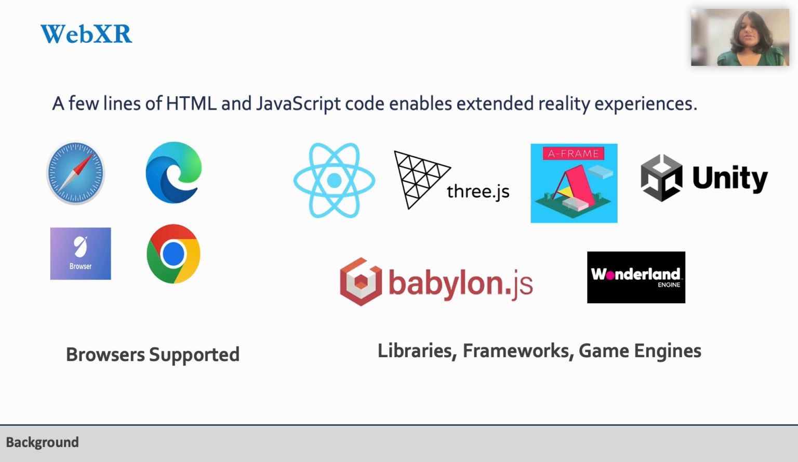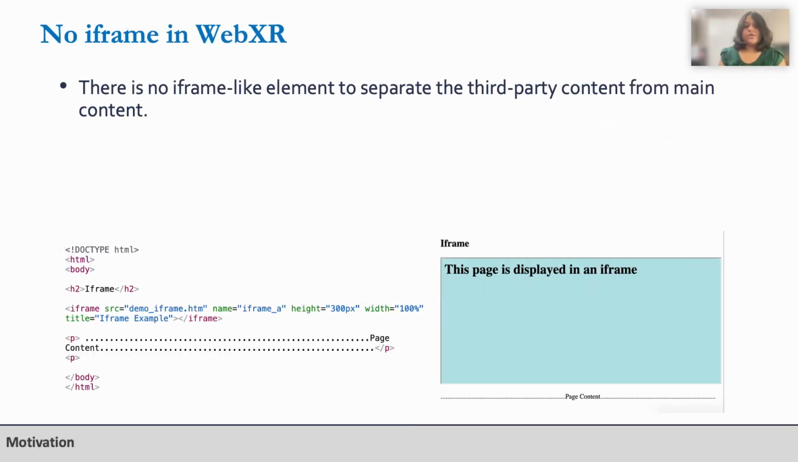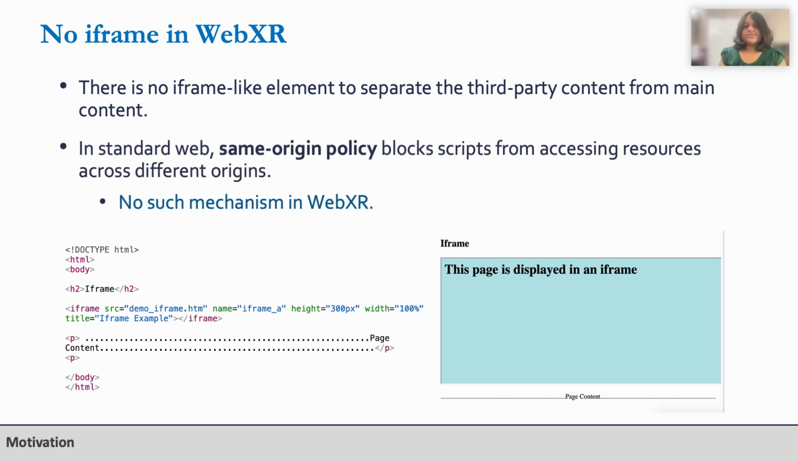While WebXR shares a lot of similarities with standard web, there are a few key differences. For instance, in standard web, iframes are HTML elements that separate third-party content like ads from main web page content. However, there are no iframe-like elements in WebXR. As a result, in WebXR there is no mechanism such as same origin policy in standard web that blocks scripts from accessing resources across different origins.